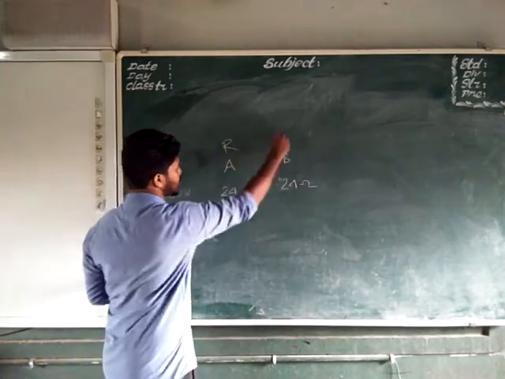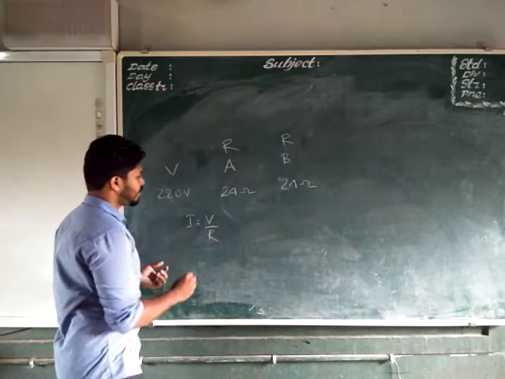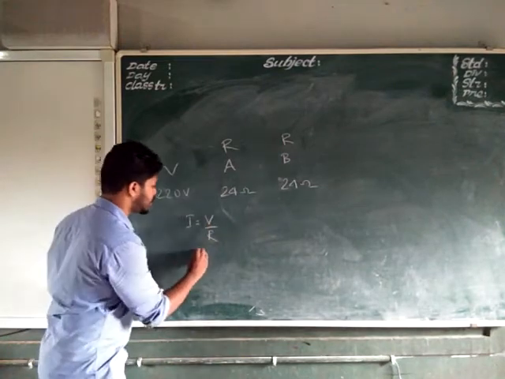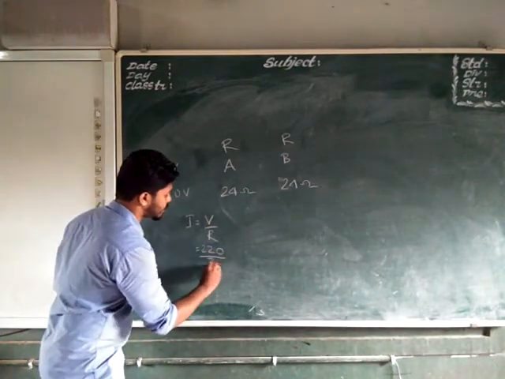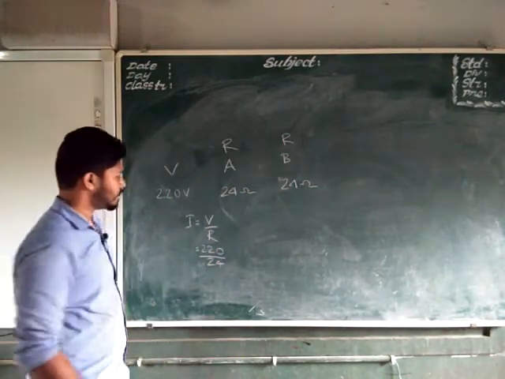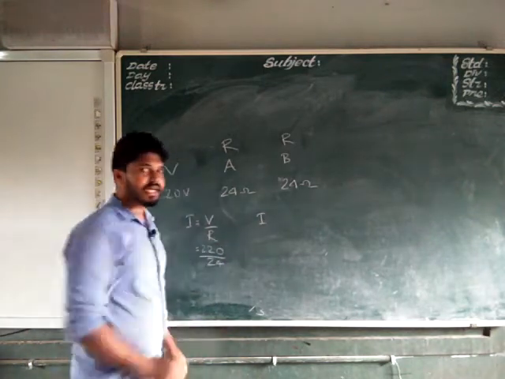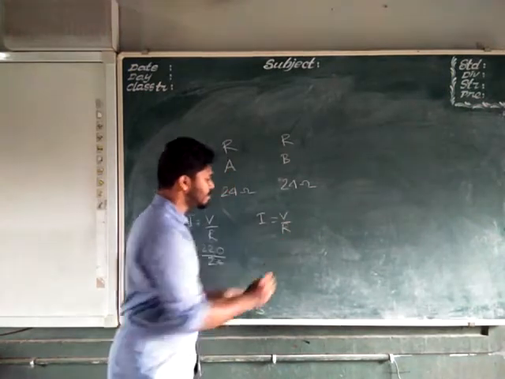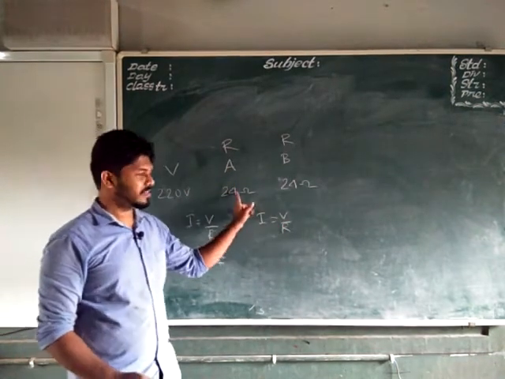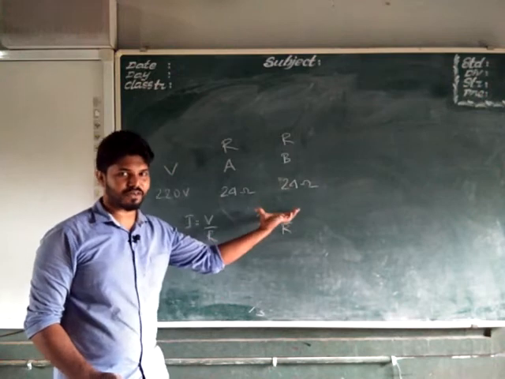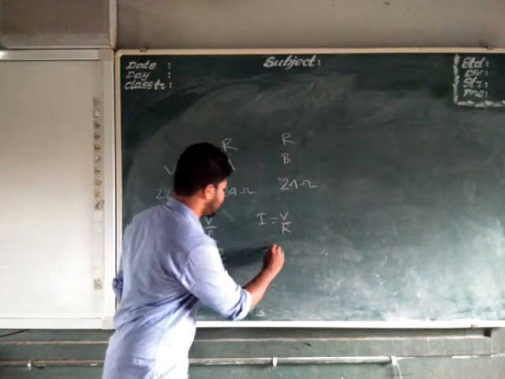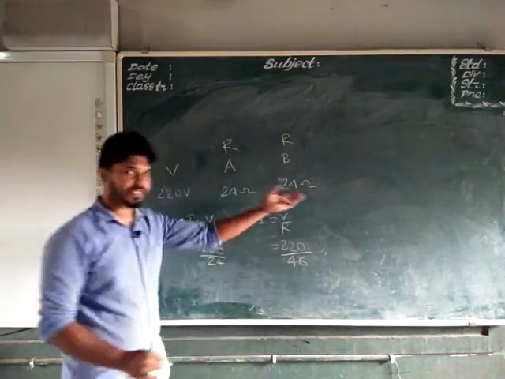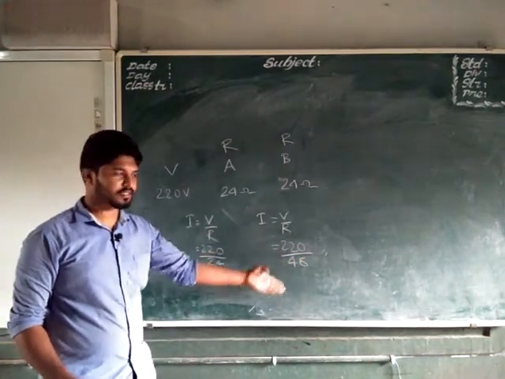This is the resistance R1. V by R, they are connected separately, so only one of them is connected. So that gives 220 by 24. The answer you can find. Next one, if they are connected in series, I is equal to again V by R, but this time R will become the total of these two, so we get 220 by 48. 24 plus 24 gives 48. They are connected in series.